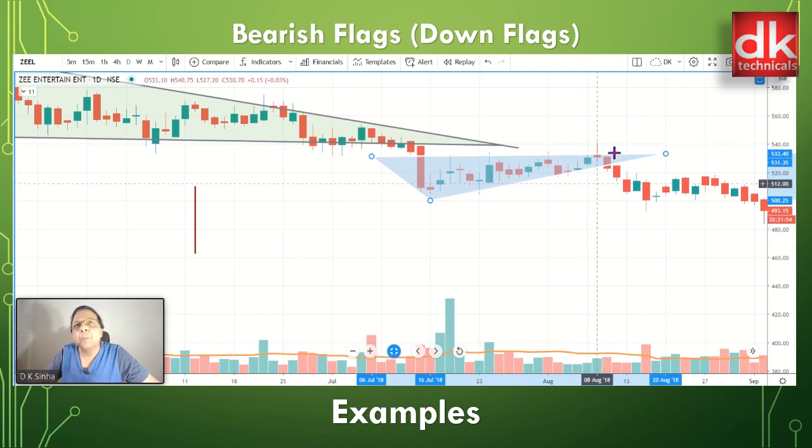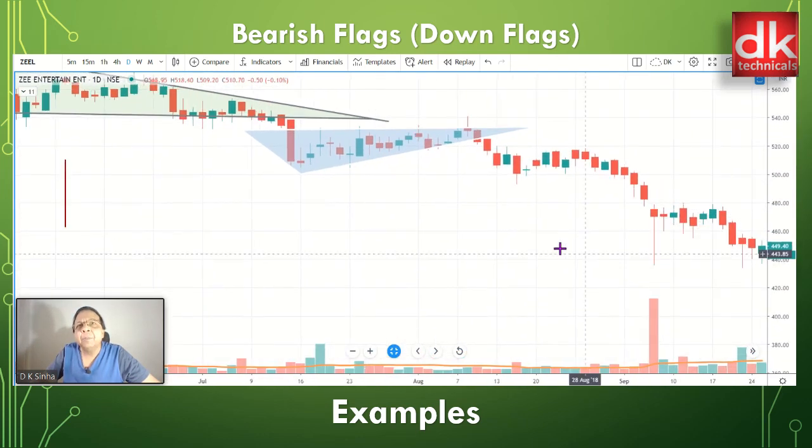What will be our stop loss? Previous swing high. Here we can see the evening star formation can also be seen, and our stop loss would be the previous swing high. Similarly, friends, the target has been achieved.